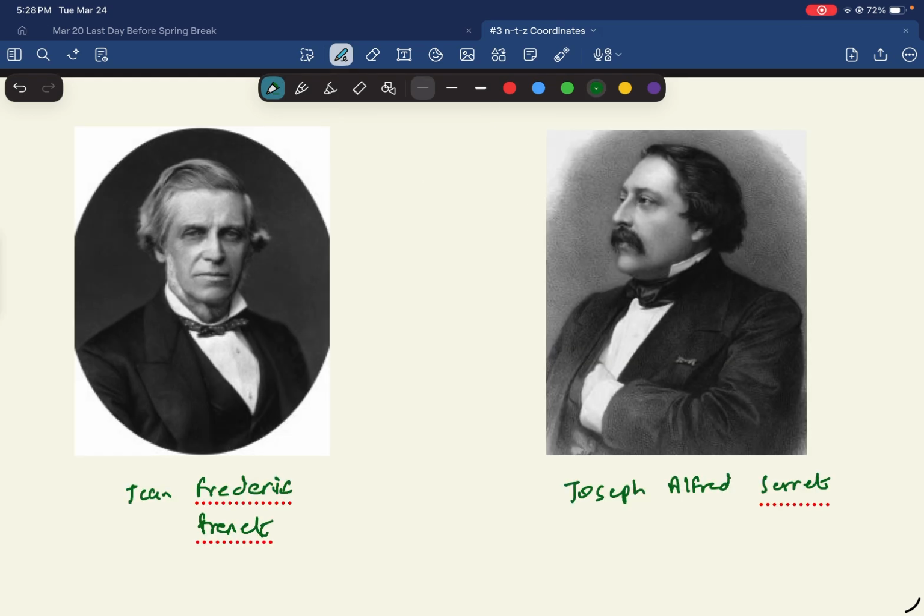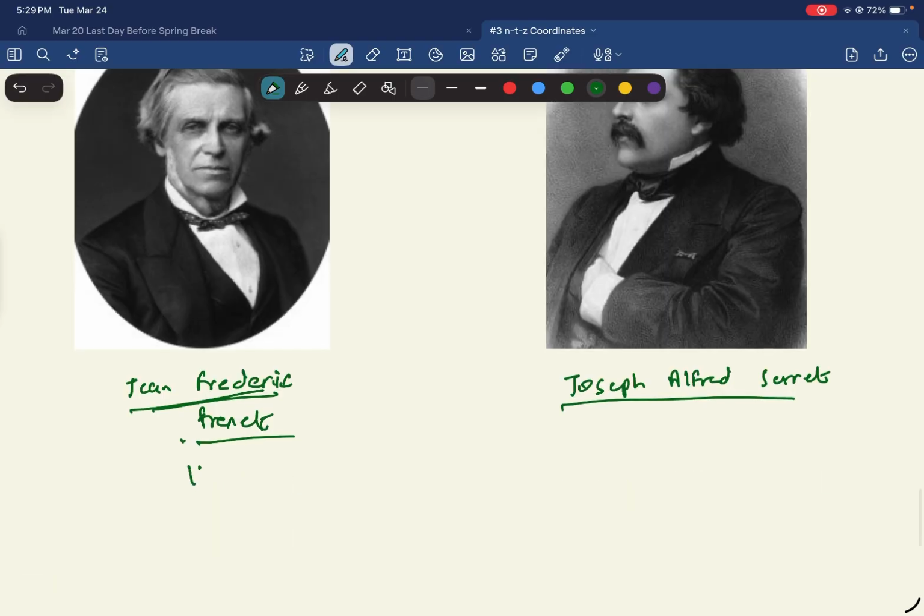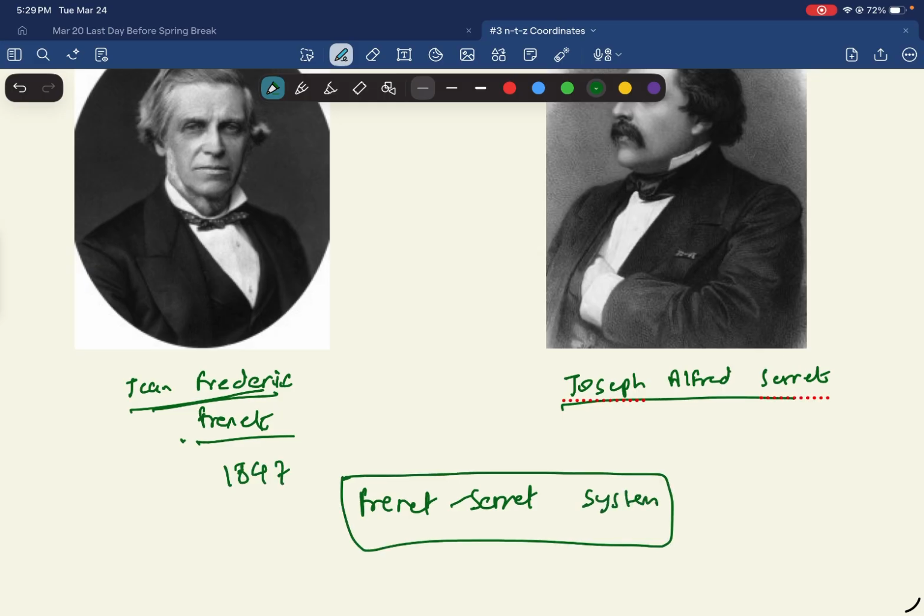Before going towards the NTZ coordinate system, it's worth knowing its history. There were two people whose names come up with the NTZ coordinate system: Frédéric Frenet and Joseph Alfred Serret, both mathematicians, who worked independently and made this system, also called the Frenet-Serret system. Frenet researched and published in 1847 and Joseph Alfred Serret in 1851.